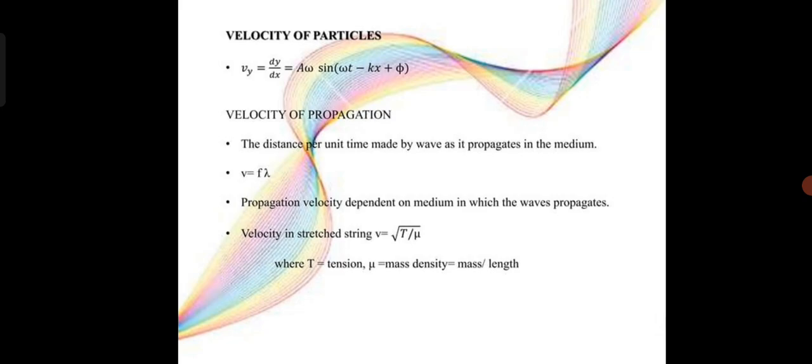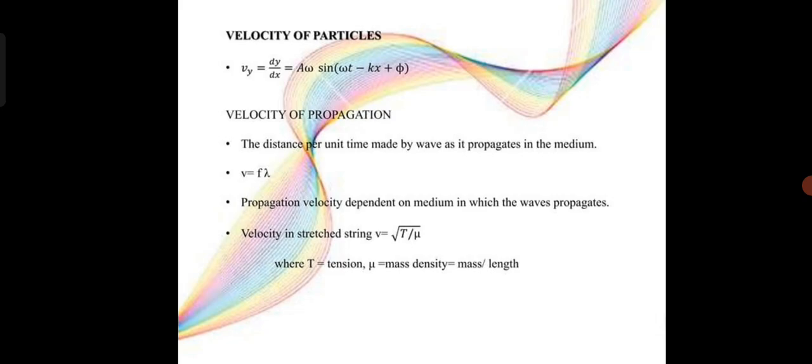Note, where a equals amplitude, omega is the angular frequency, k is the wave number, and phi is the phase angle. The velocity of a particle is denoted by vy, and by differentiating, using the generalized equation, we get a omega into sin omega t minus kx plus phi.